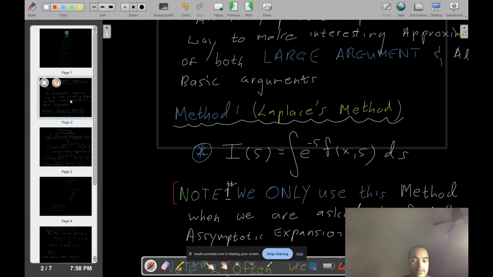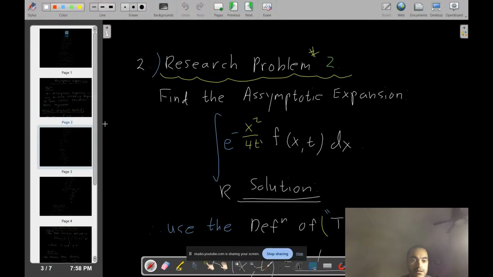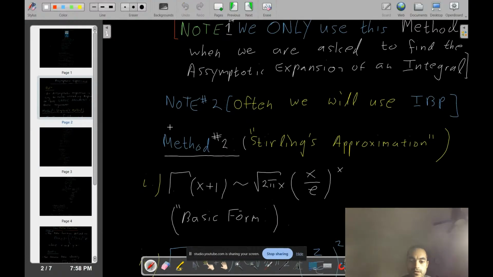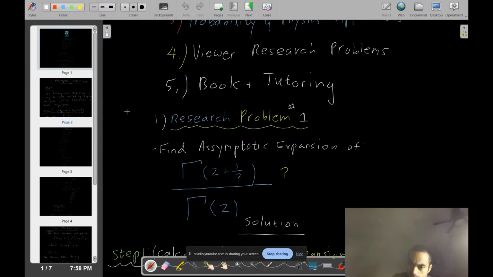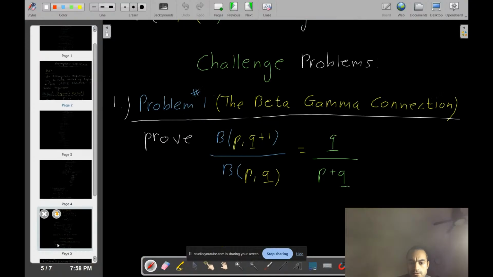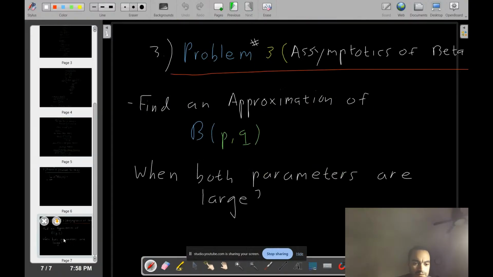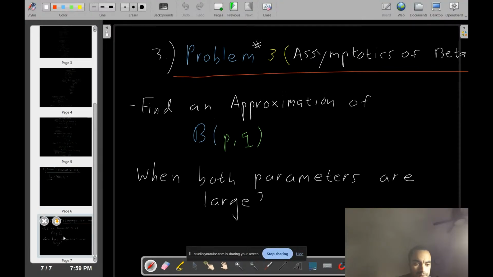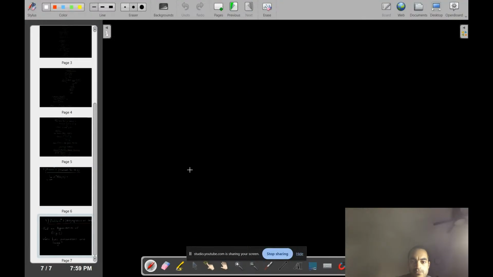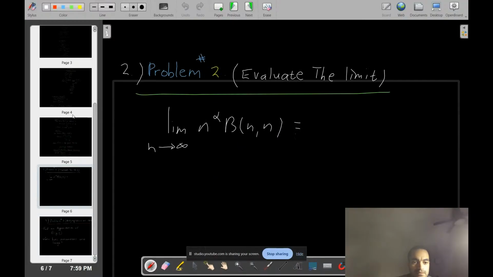Okay. So let's tackle problem 1. That wasn't it. Where were we? Yeah, it was finding the asymptotic expansion of gamma of z plus a half divided by gamma of z. Now that we know how to do asymptotic expansions, sorry about that. That wasn't it. That's for later. Okay, where are we? I'm always losing my stuff. Sorry, guys. Where was I?